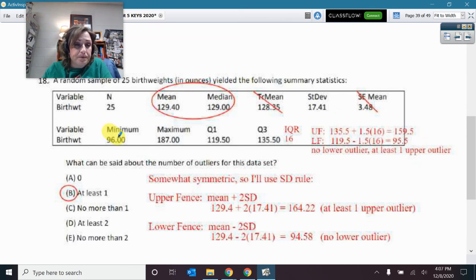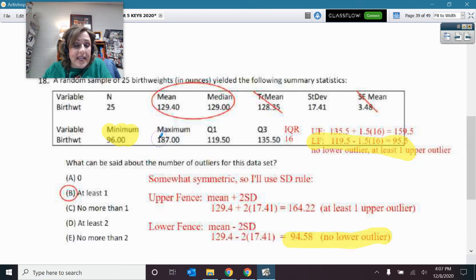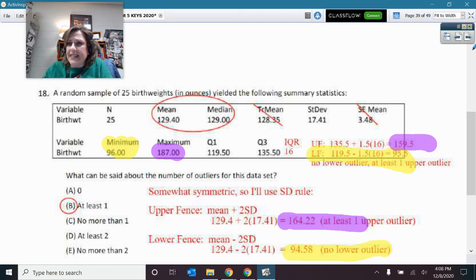Okay, look at this minimum. This minimum is not below this lower fence, so no lower outlier. Not below this lower fence, so no lower outlier. All right, well, let's look at the max. The maximum is 187. That 187 is above the upper fence for the standard deviation and above this upper fence. So the max is above the upper fence. So there's at least one outlier, and it's an upper outlier. And I think that's it.